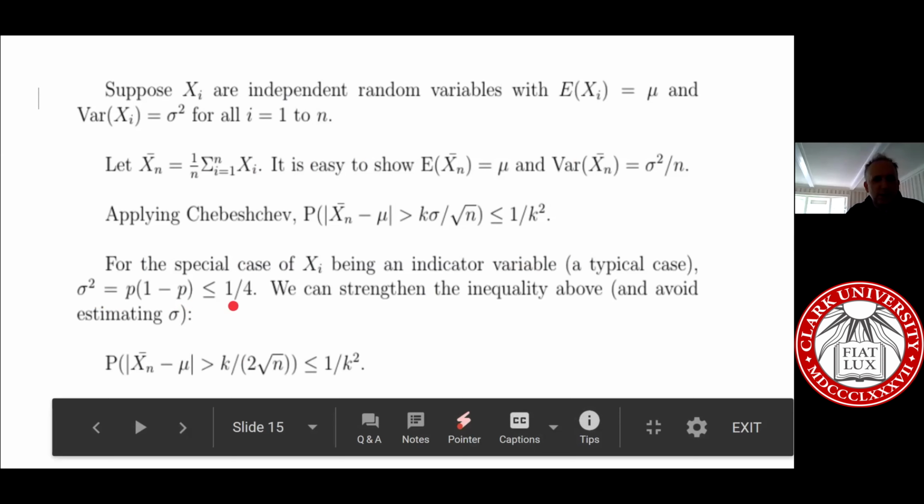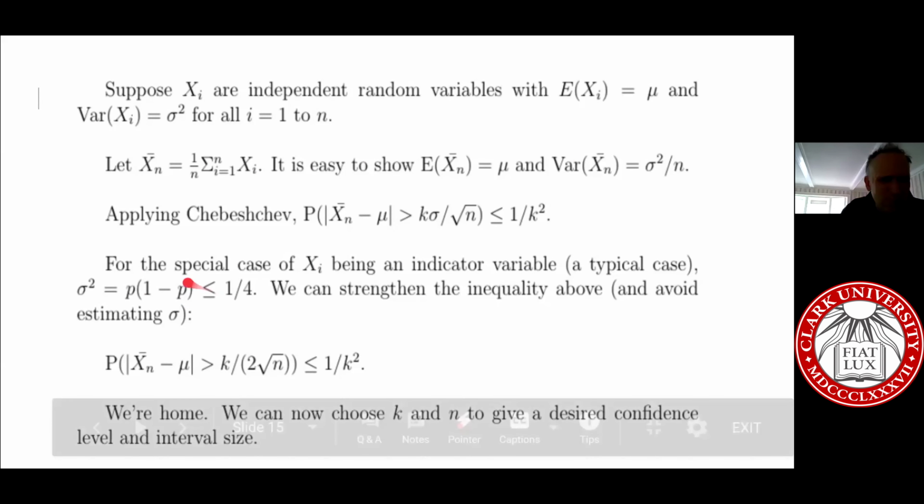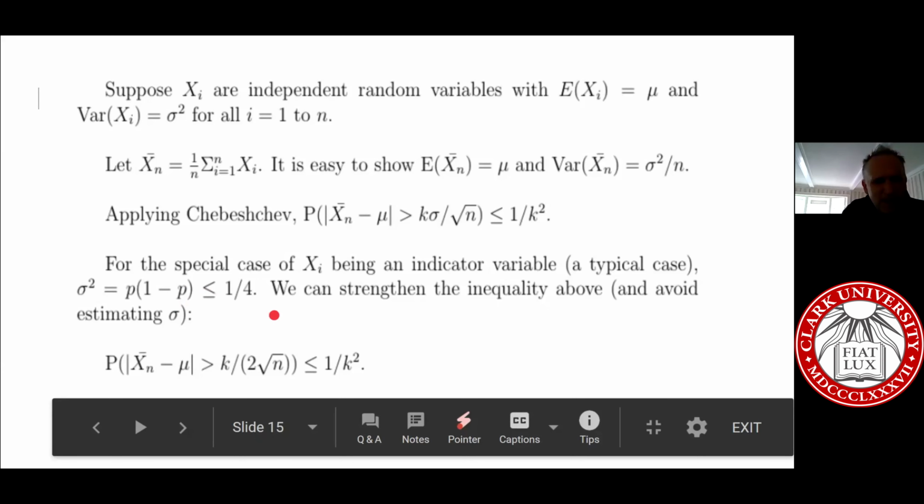So applying Chebyshev then, and noticing that the variance for a Bernoulli random variable is less than or equal to a quarter. Can anybody tell me why this is less than or equal to a quarter? See if any of the math professors are still here. I can't see anyone. Because it's bounded above by 1/2 times 1/2. Yeah, right, Andrew. It's a downward parabola, and the apex is at 1/2. So at 1/2 it's a quarter.